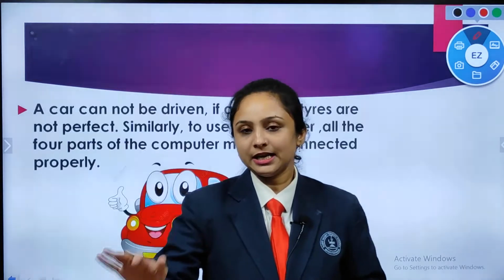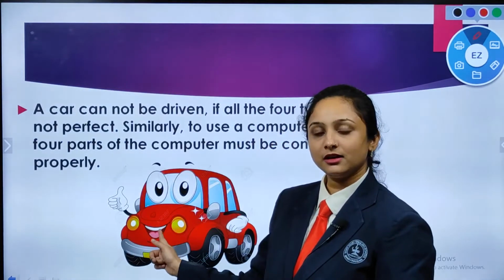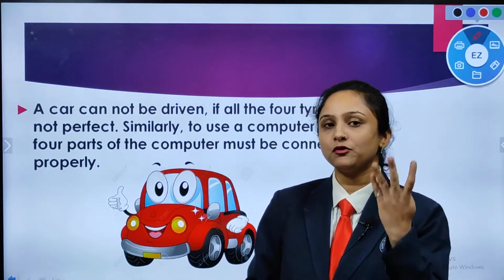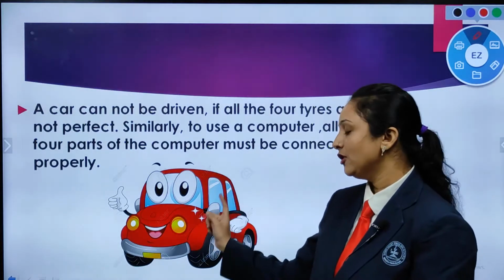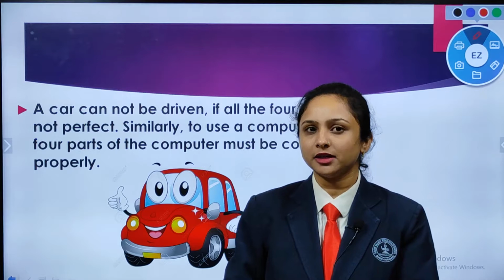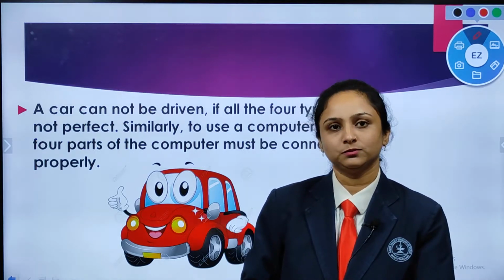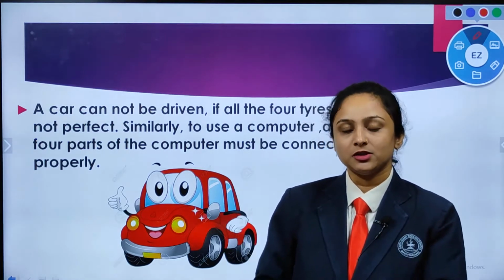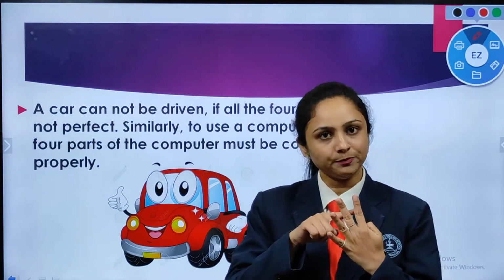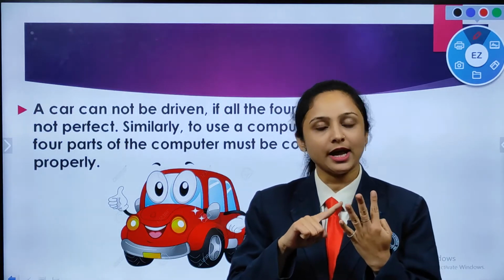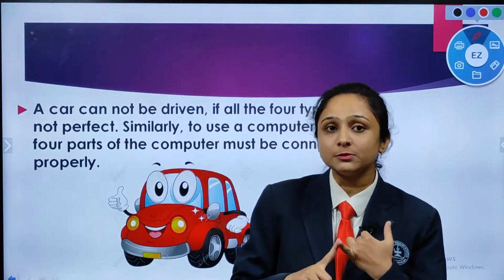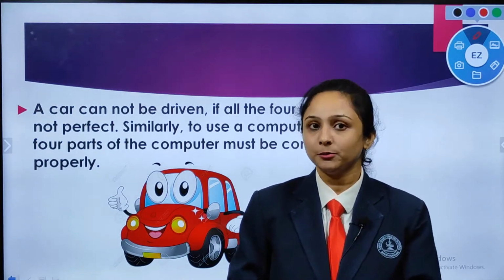Now children, tell me, what can you see here? A car. How many wheels does a car have? It has 4 wheels. So if I remove one wheel, can the car run properly? No, it is not able to run. In the same way, these 4 main parts, which are they? The monitor, CPU, keyboard and mouse. They should all be attached properly. If any one is missing, it is not going to work properly.